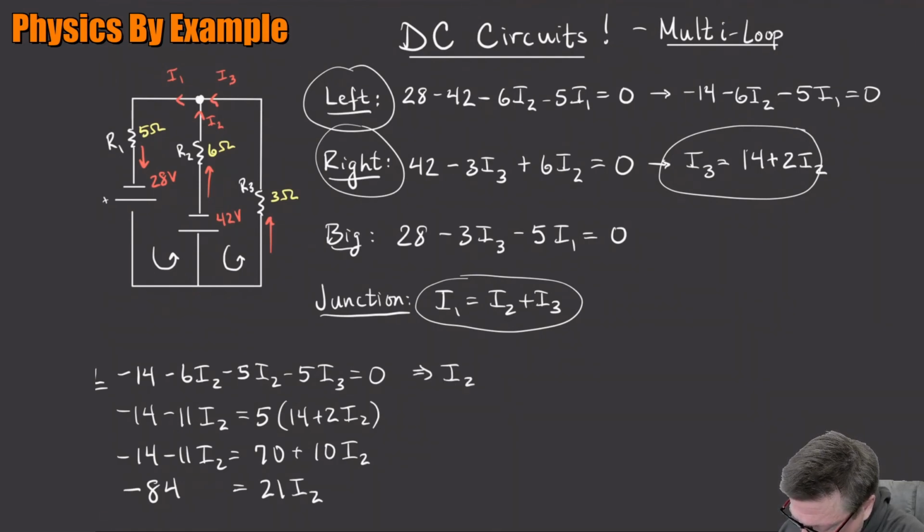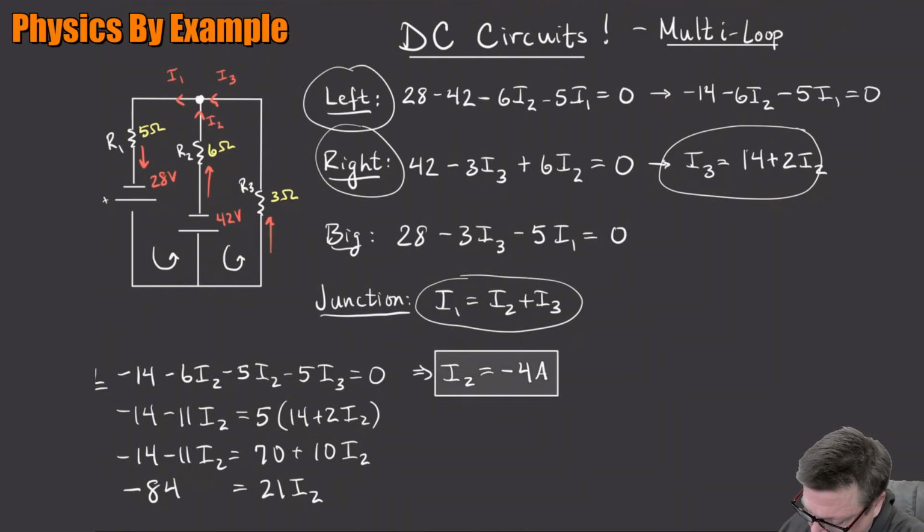Okay, so here we go. Once you get one, they all sort of start falling like dominoes. So I2 is minus 4 amps. All right, so what that's telling me is that the current through resistor 2 is 4 amps, but it's really going this way because I got a negative sign. So I was wrong in predicting it's going to go up. It's going to go down. It doesn't matter.